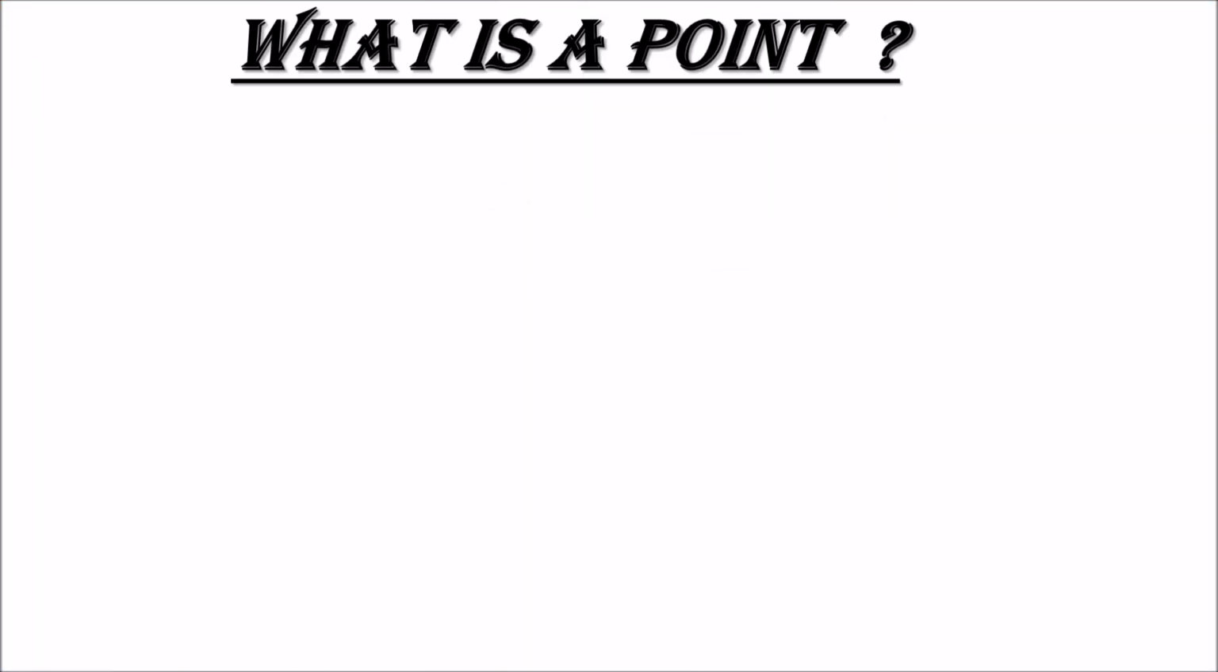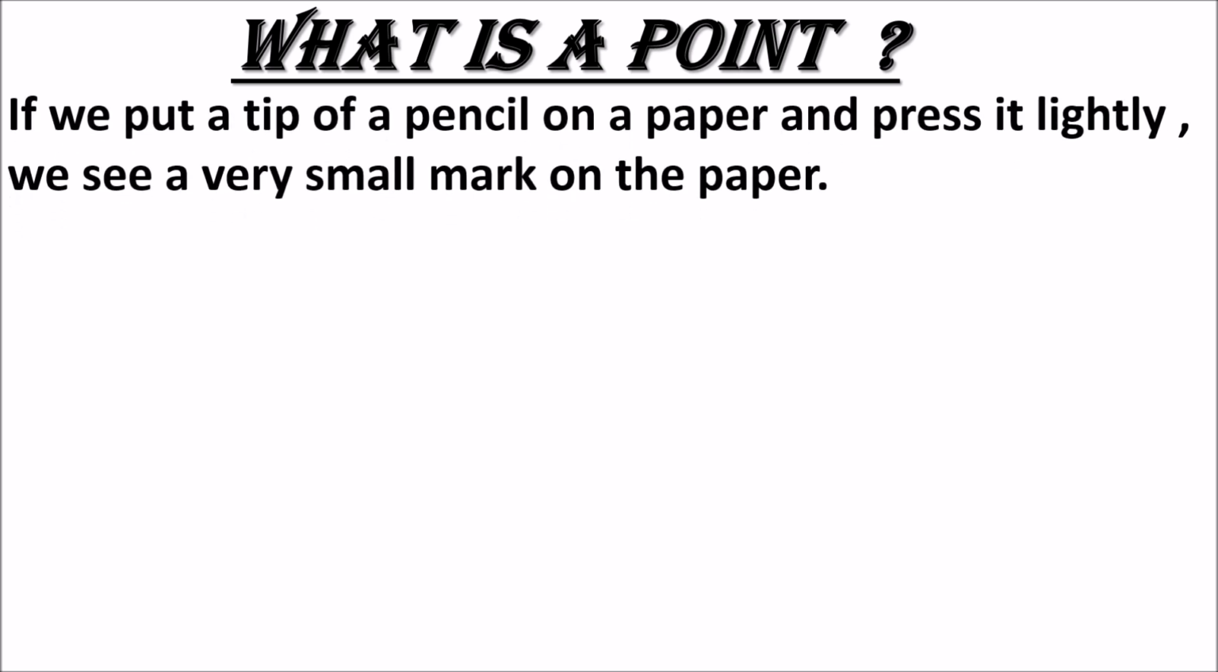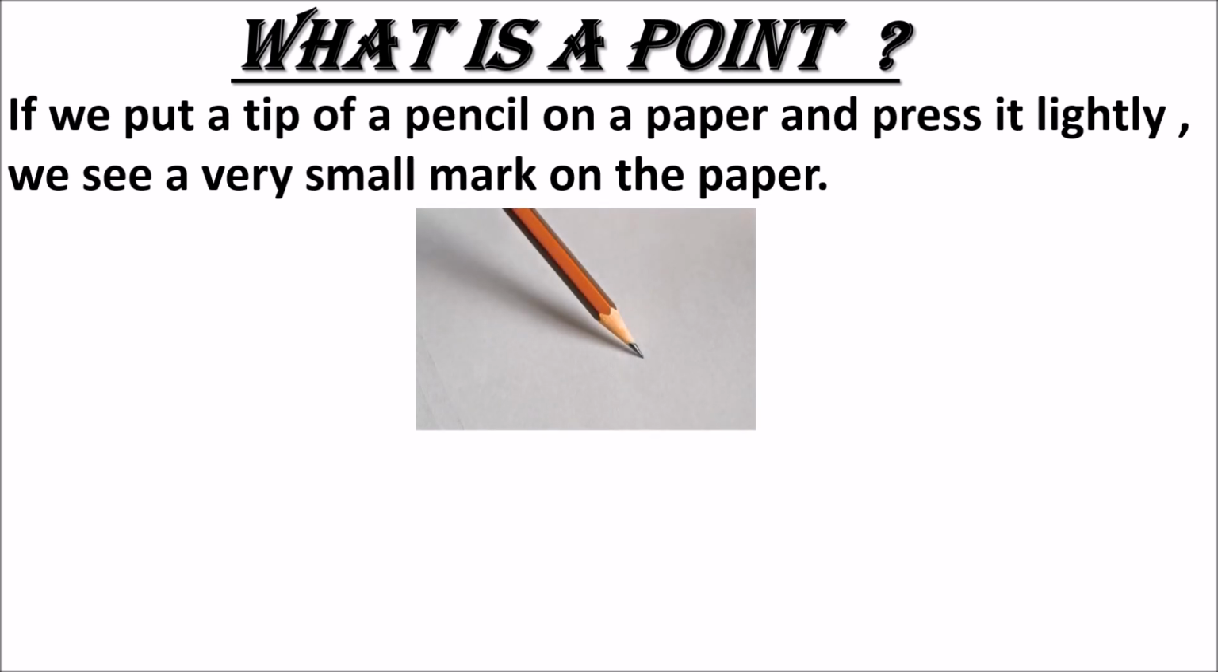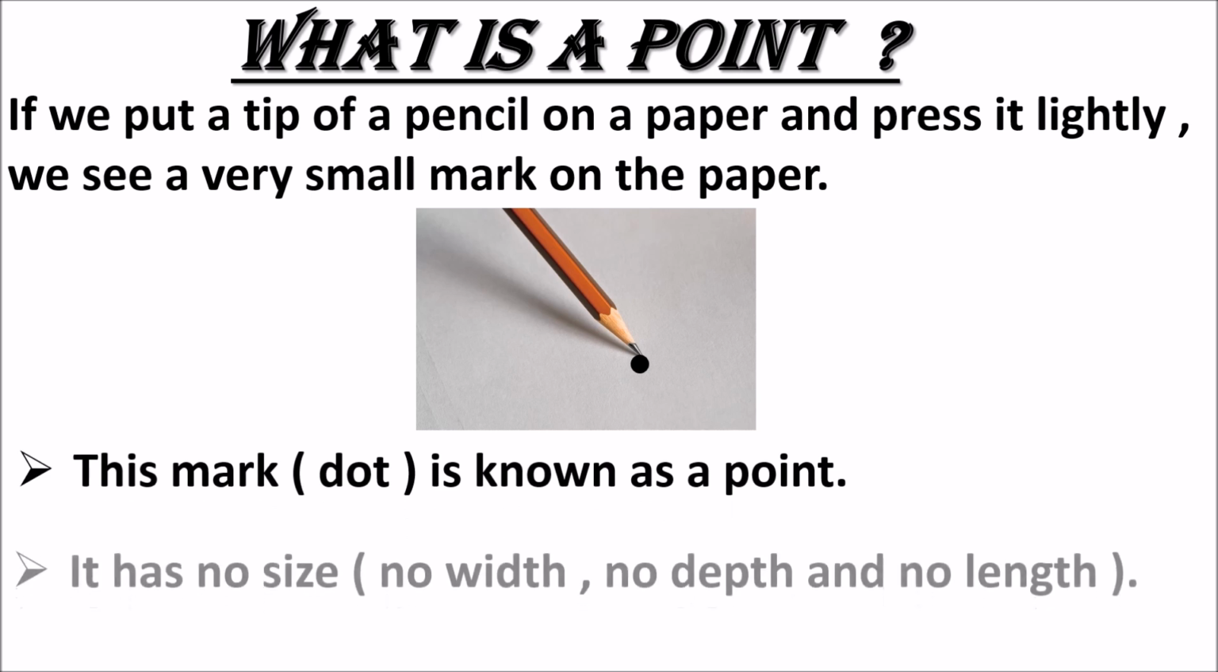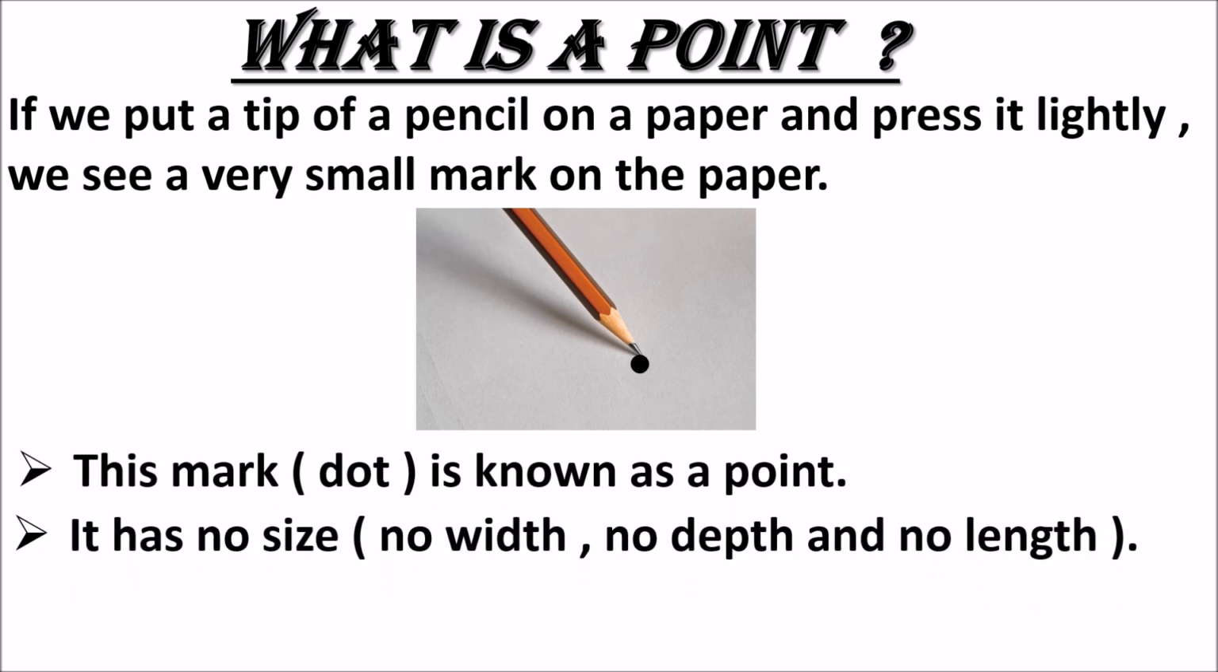What is a point? If we put a tip of a pencil on a paper and press it lightly, we see a very small mark on the paper. Look at this picture. Here I have made a dot with a pencil. This dot, this mark, is a point. It has no size. It means it has no width, no depth, and no length.